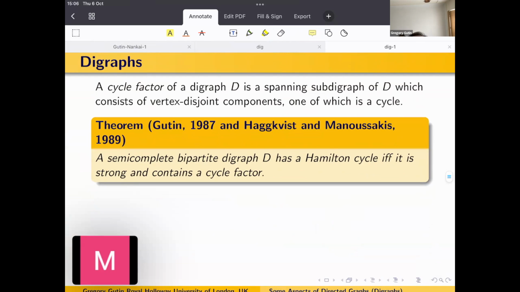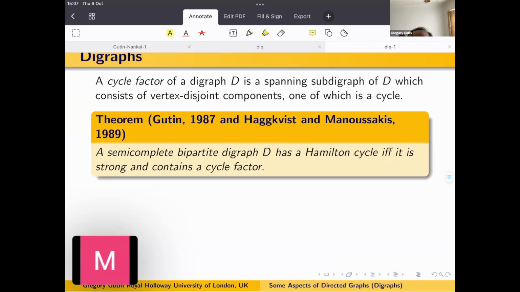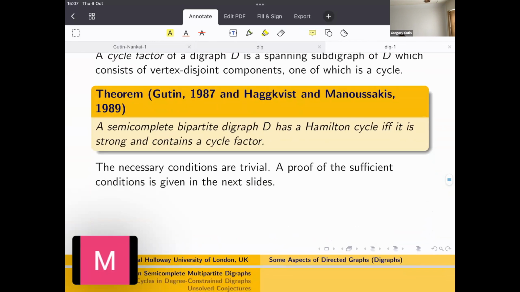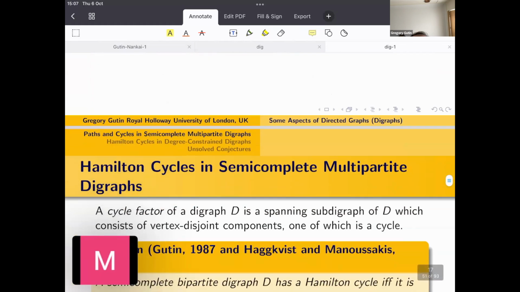So I proved that a semi-complete bipartite digraph has a Hamilton cycle if and only if it is strongly connected and contains a cycle factor. Again, I was earlier than Hargreaves and Manasakis, but they've done it independently. So the necessary condition is obviously trivial because if you have a Hamilton cycle, then it's a cycle factor. So nothing to prove. Now, the proof of the sufficient condition is given below.